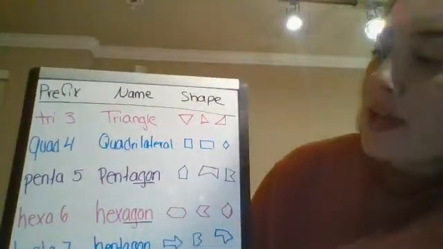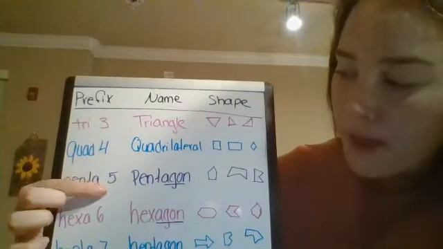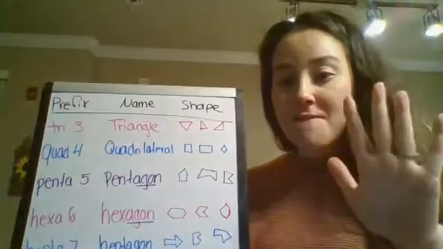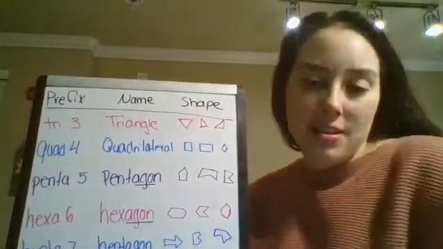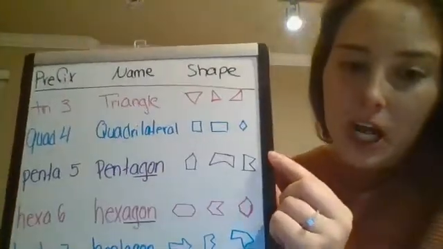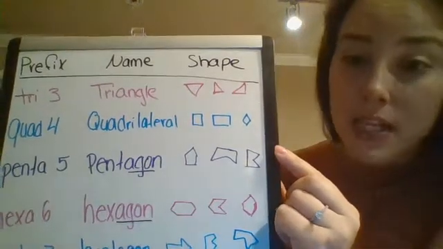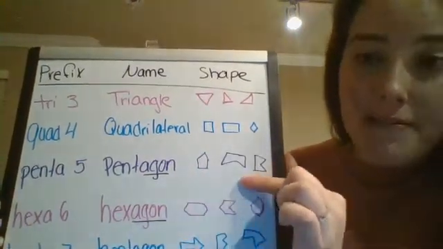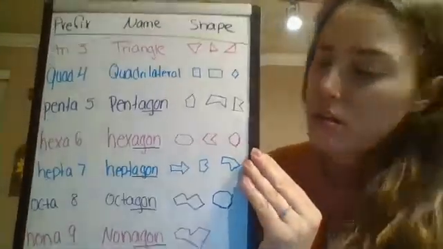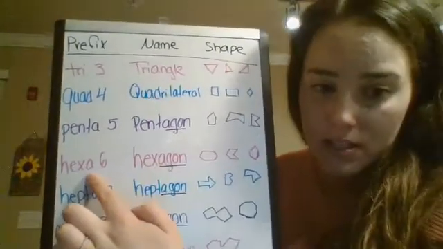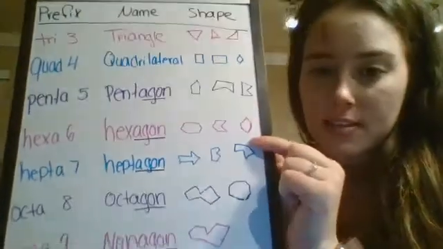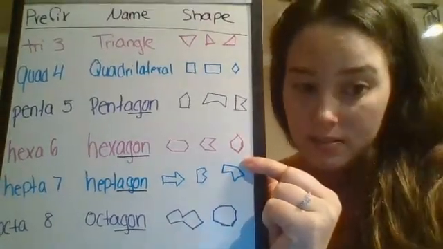Okay? Then we have penta. So penta is 5. So a pentagon has 5 sides. Can you guys say pentagon, please? Pentagon, 5 sides. Perfect. So these are a couple different examples of what a pentagon would look like. So they all have 5 sides. Okay, let's keep going. We have hexa, which is 6 sides. So a hexagon has 6 sides. These are some examples of shapes that have 6 sides.